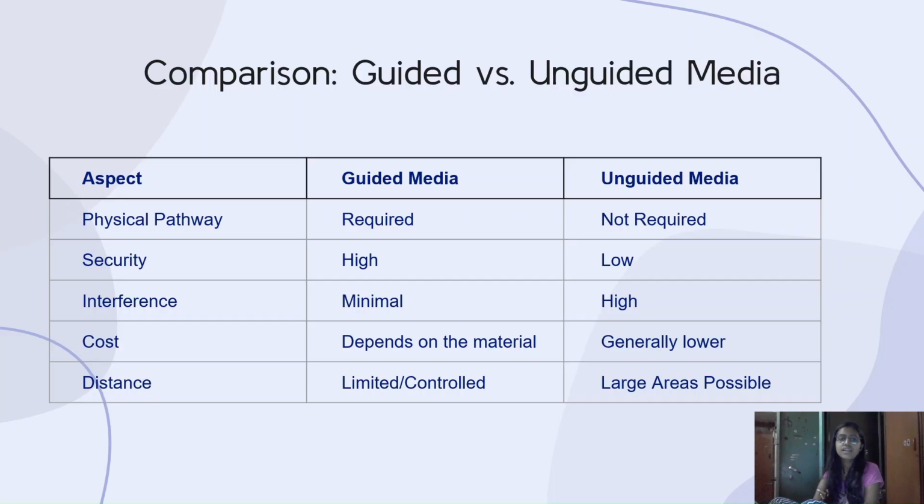So the cost generally depends on the material used for the signal's transmission. However, the guided media depends on the material, whether it's a coaxial cable or twisted wires. However, in unguided media, it is generally lower as we do not use a controlled pathway, since it is usually transmitted through air, space, or water, but not a physical pathway. So the distance is limited or is controlled using guided media, whereas using unguided media, we can cover large areas possible.